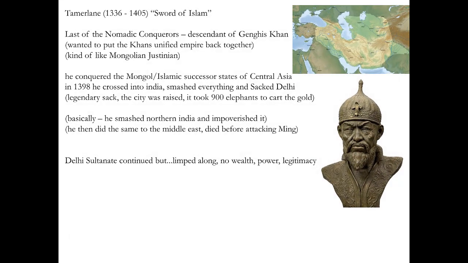Then there's Tamerlane. And we've mentioned Tamerlane a couple of times. 1336 to 1405. He called himself the Sword of Islam. So already, you know what kind of guy he is. He's the last of the nomadic conquerors. He's a descendant of Genghis Khan. He wants to put Genghis Khan's unified empire back together. He's kind of like a Mongolian Justinian. Justinian was the last of the Roman emperors.